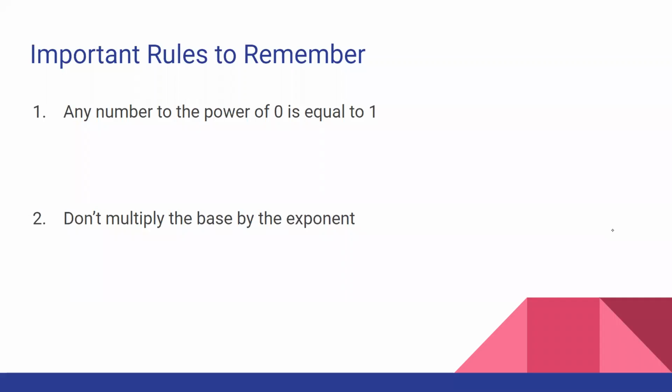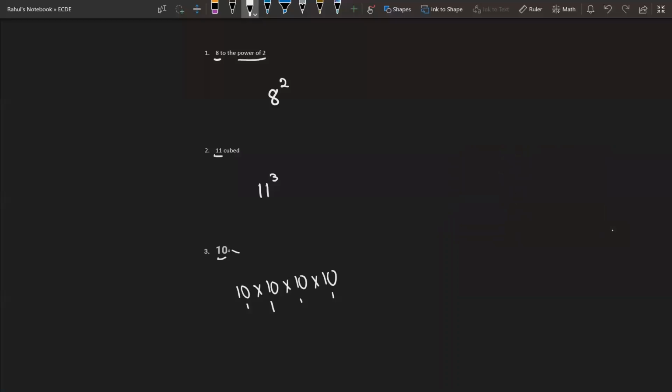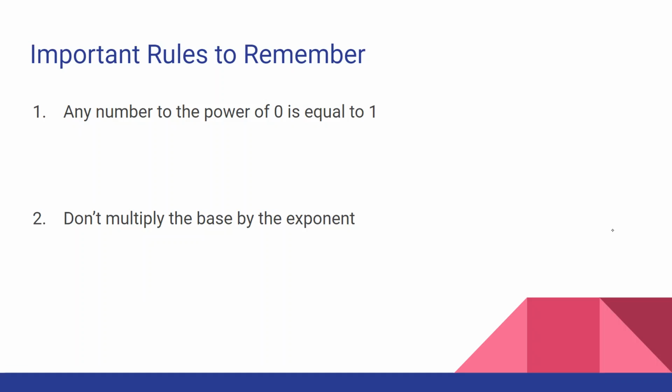Here are some more important rules to remember. Any number to the power of 0 is equal to 1. Okay, so 5 to the power of 0, 7 to the power of 0, 14 to the power of 0. Whenever you see 0 as the exponent, it will always be 1. Never multiply the base by the exponent. A lot of people make this mistake. For example, when we were given 10 to the power of 4, some people do 10 times 4 and get 40. That is absolutely wrong. Never do that. You always multiply the base by itself, as many times as the exponent tells you.